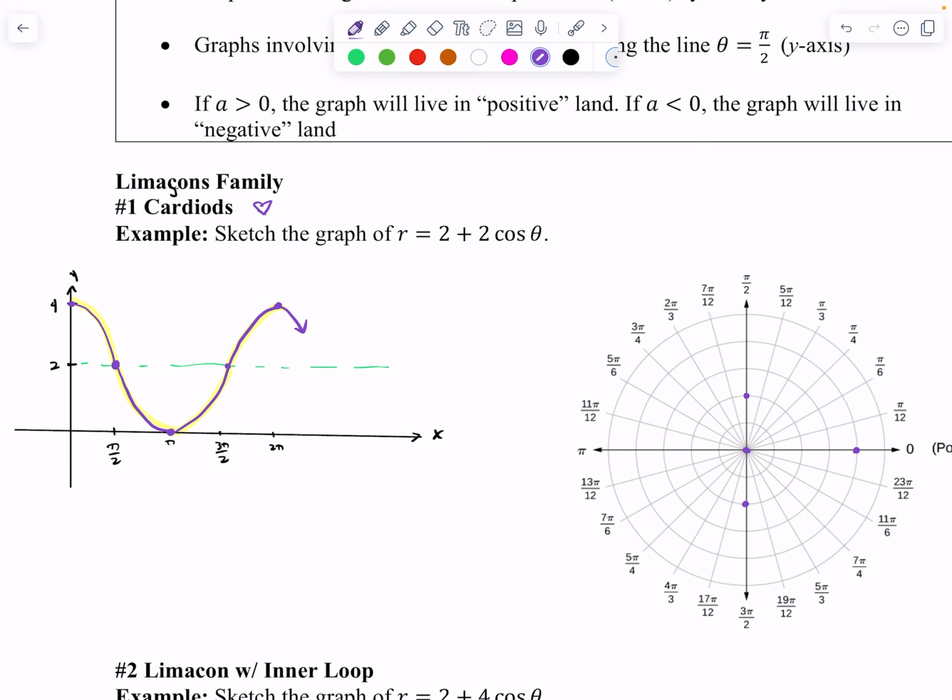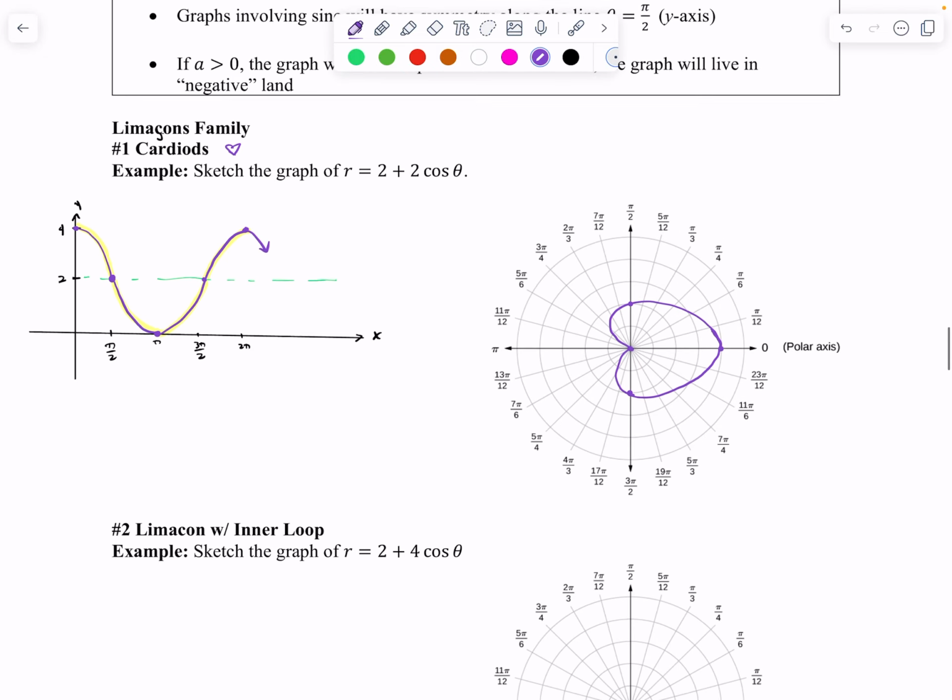So what ends up happening, this is a very rough sketch, is something like this, where it comes and it touches. You could find additional points if you want, but you just have to have the general idea of what the graph looks like. And we make that kind of heart shape.